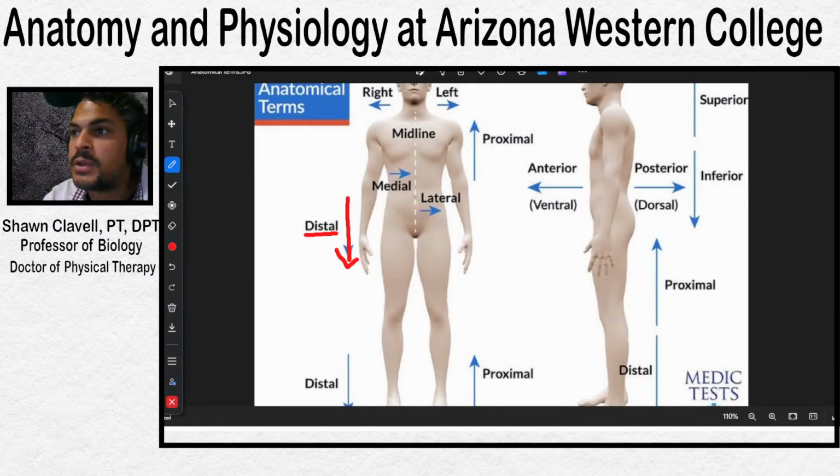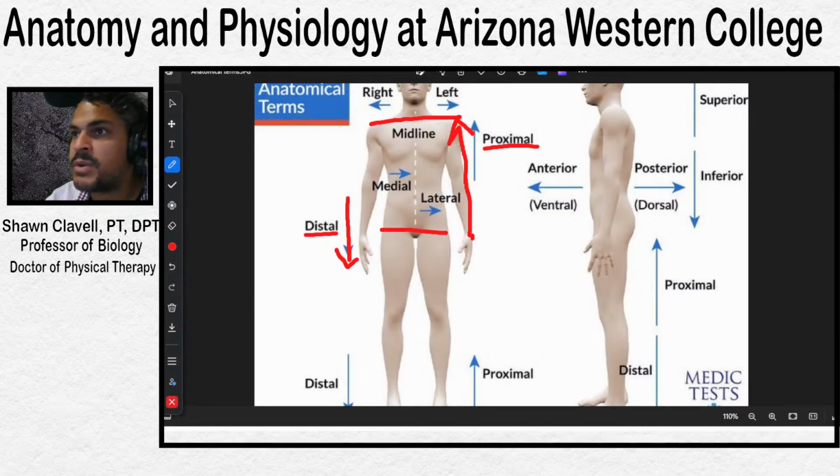As you move from the hand to the wrist, up to the elbow, up to the shoulder there, that is proximal. The term there is proximal. And again, that really relates only to the upper and lower extremities. If we're talking about the trunk specifically, right?